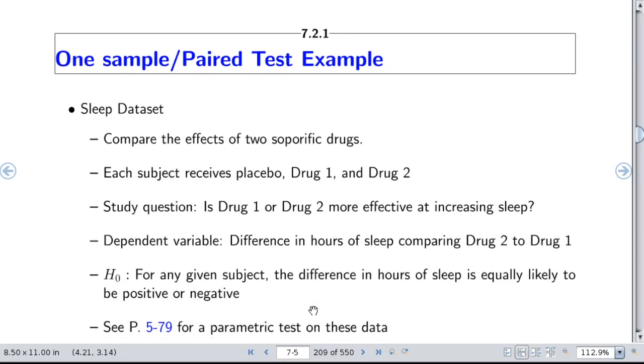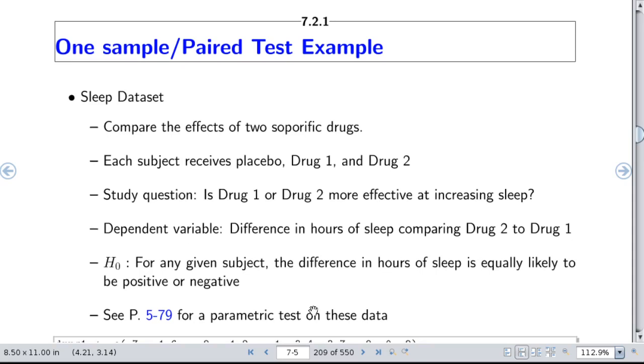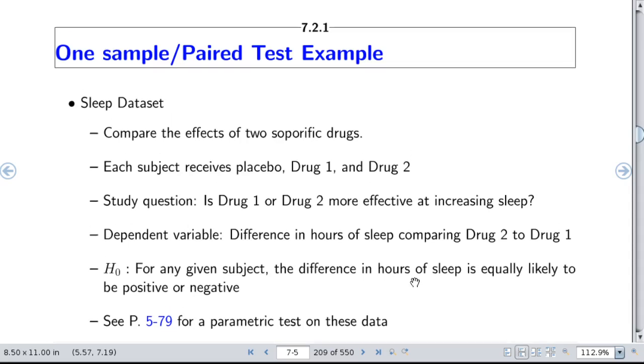So we're going to go back to our old sleep data set and work through an example a bit more. So we're going to compare the effects of two sleep-inducing drugs. Each patient receives placebo, drug 1 and drug 2, and we're going to be looking at drug 1 versus drug 2, and ask the question, is drug 1 or drug 2 more effective at increasing the hours of sleep? So our difference in hours of sleep comparing drug 2 to drug 1 is our column that we're going to analyze. And the null hypothesis is that the difference in hours of sleep is equally likely to be positive versus negative. It's another way of saying the median is 0.